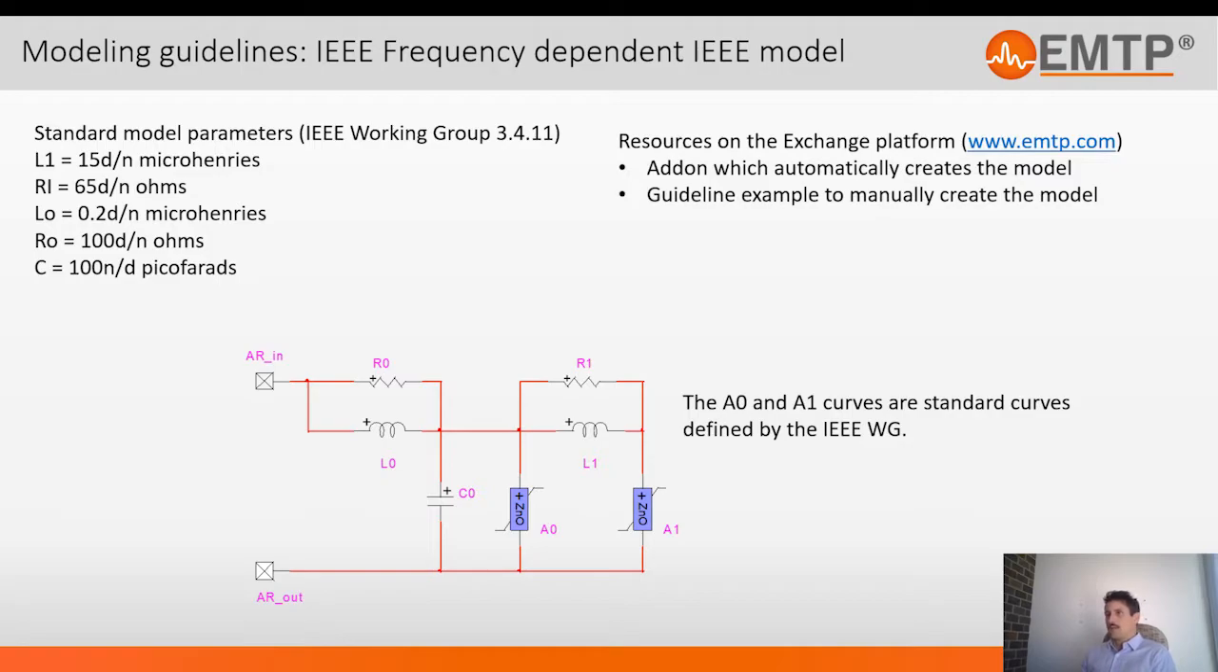Okay, so now how do you calculate all these elements? Well, the equations are written over there. So d is the length of the surge arrestor, and n is the number of columns in parallel.